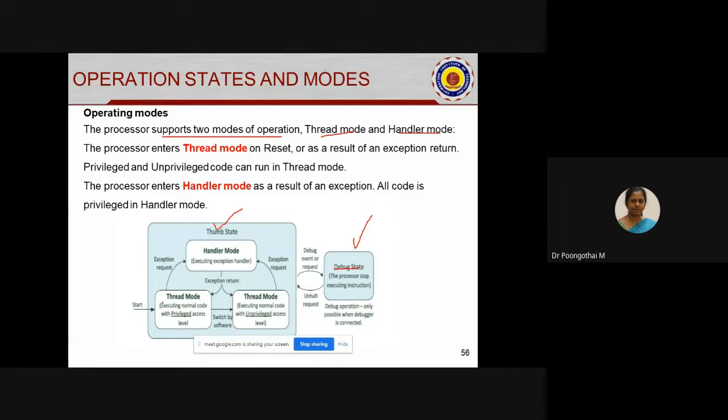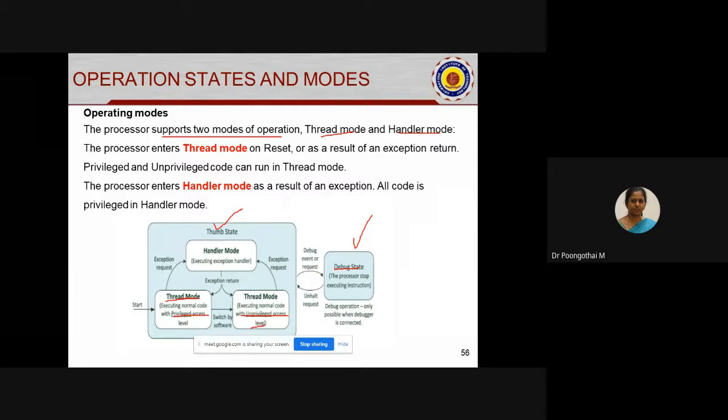And what is thread mode? Let me summarize these two modes. These two modes are very important while developing your ARM Cortex M4 assembly as well as embedded C programs. It gives two operational modes: one is thread mode and another one is called handler mode. Normally your application program will execute under thread mode. So this normal code runs in privileged access level or unprivileged access level.